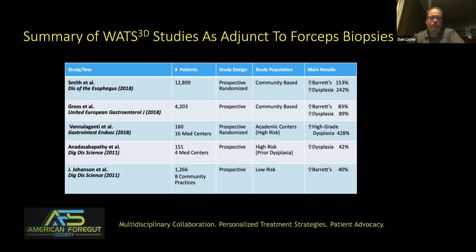So if you look at a summary of the different studies, Mike Smith has a huge patient population in this top study, where they had almost 13,000 patients randomized prospectively. And the main findings were Barrett's had an increase in detection of 153% with Watts and a 242% increase in dysplasia. And other studies can show up to a 428% increase in high-grade dysplasia in patients using the Watts brush.